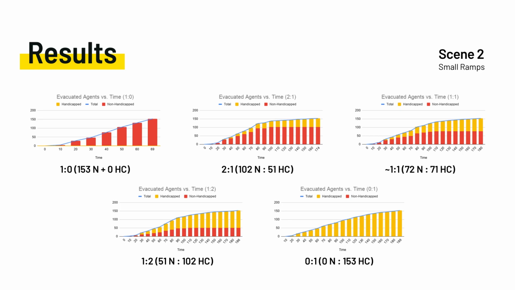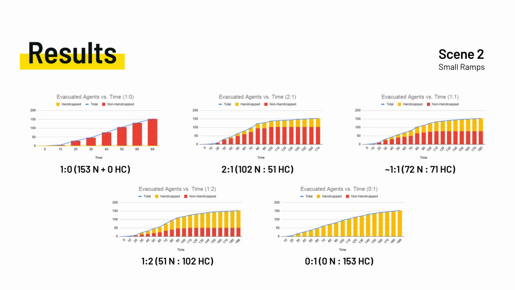1 ratio to 2 underneath represents how much more time it took. So we had a little bit more increase in handicapped agents, actually a lot more increase, because if you look at it here, apparently it took 186 seconds to get most of the handicapped agents out of the building, while the total is still 150, but a majority of them are handicapped agents over non-handicapped.